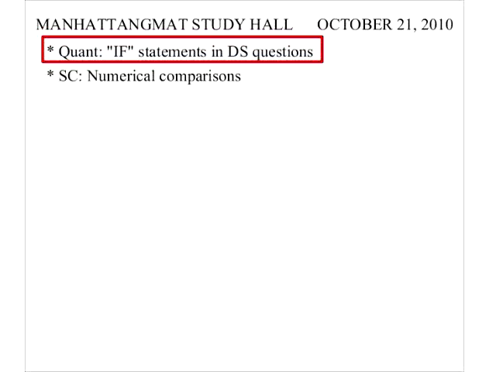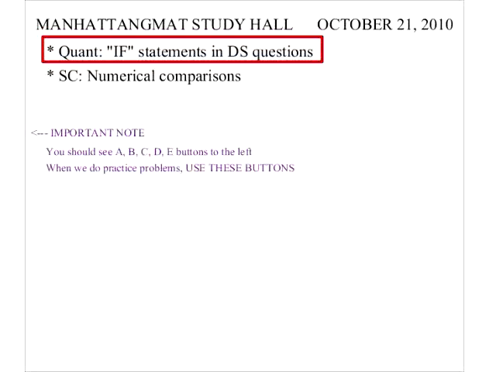Important note: there should be buttons on the left-hand side of your screen. You should see A, B, C, D, E. When we do practice problems, use these buttons. Do not enter your answer into the text box. To make sure we are all on the same page, please choose answer choice A if you understand.